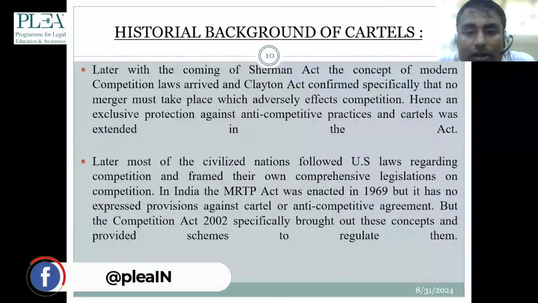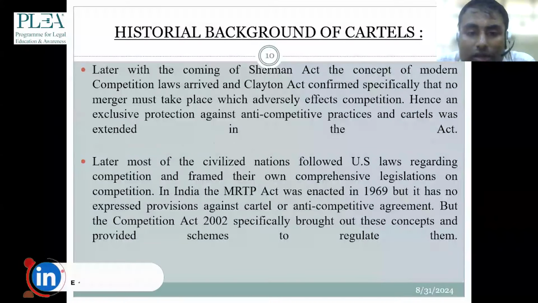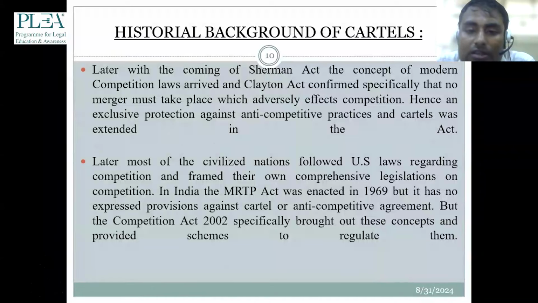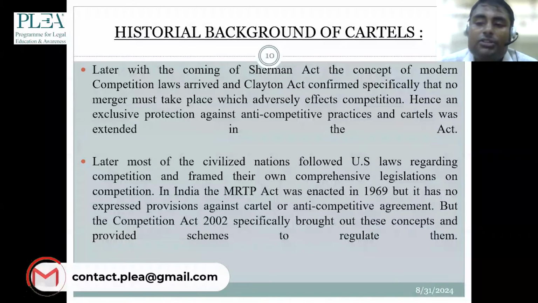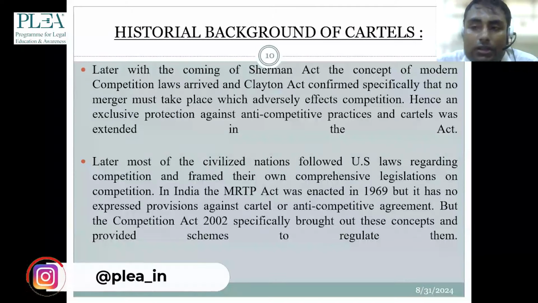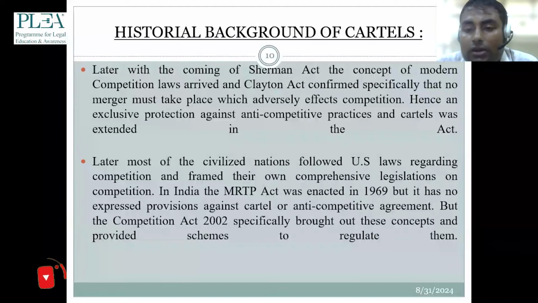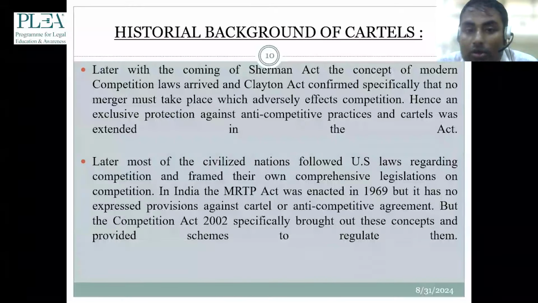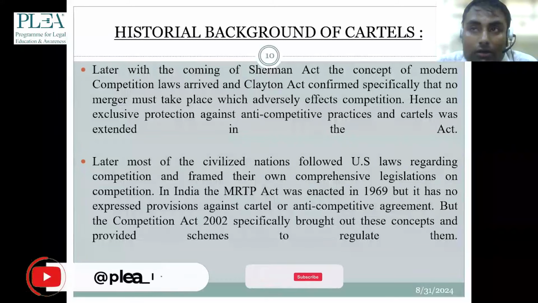With the coming of the Sherman Act, the concept of modern competition law arrived, and the Clayton Act confirmed specifically that no merger must take place which adversely affects competition. So competition law is not only for restricting anti-competitive agreements like cartels. You can find anti-competitive agreements in the US and the UK also. And with the Sherman Act and the Clayton Act, they specifically addressed business mergers, which is another sector: corporate finance, merger, acquisition, and takeover of businesses.